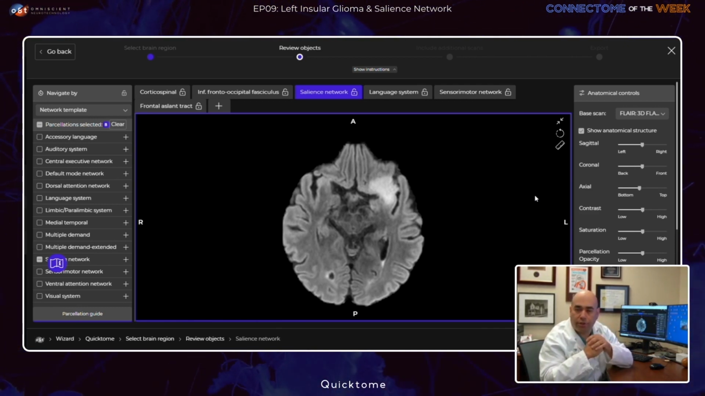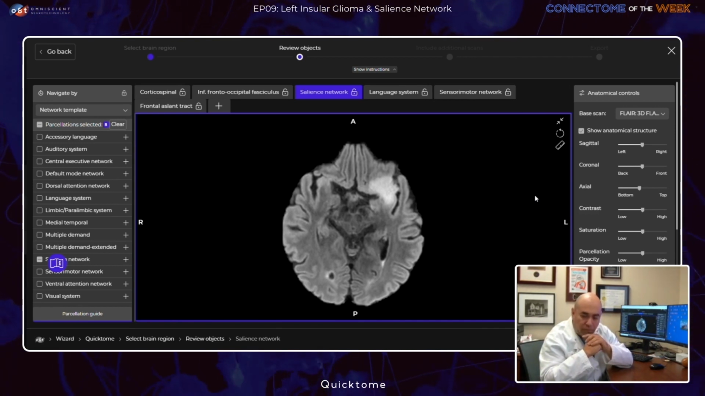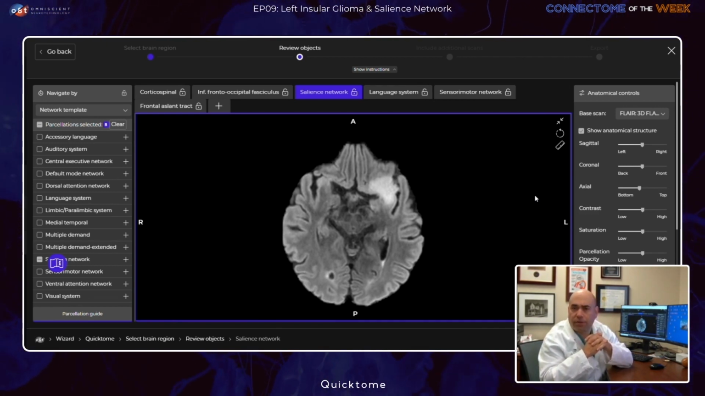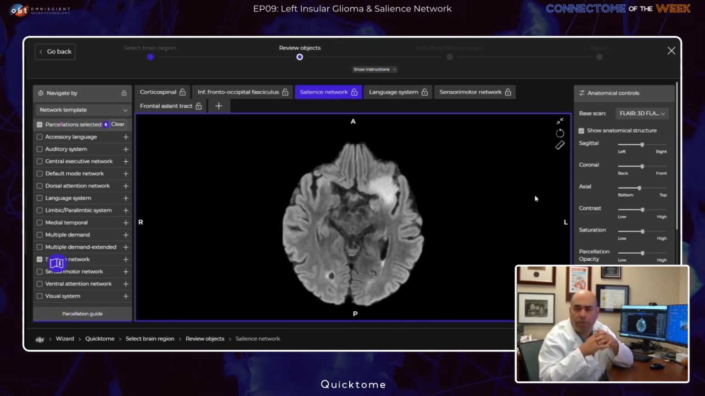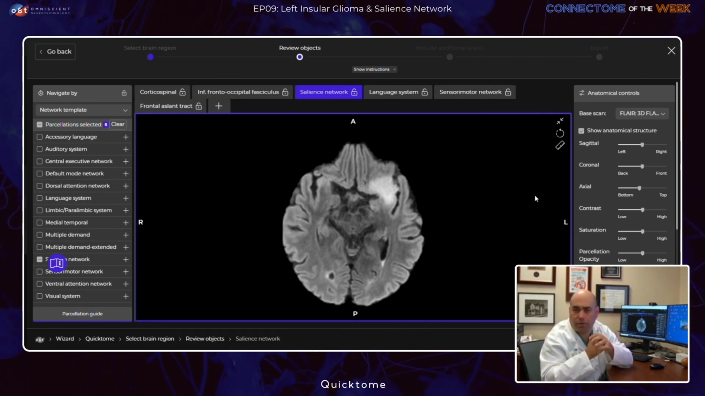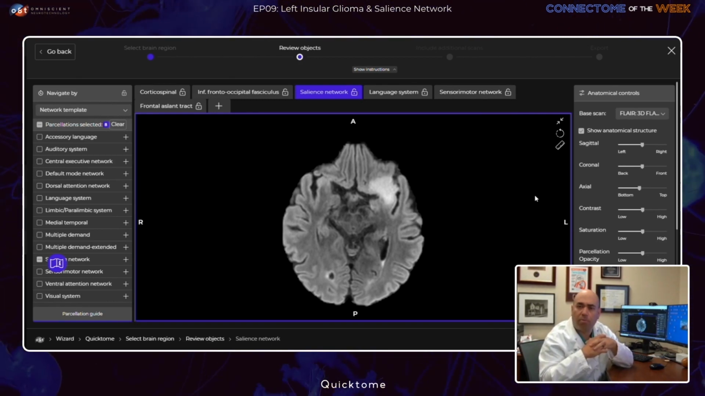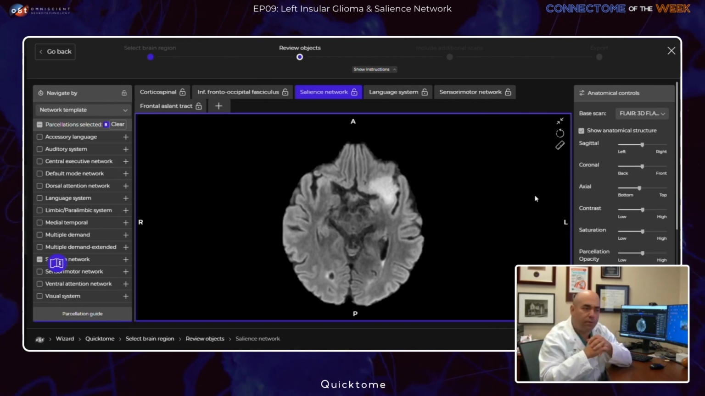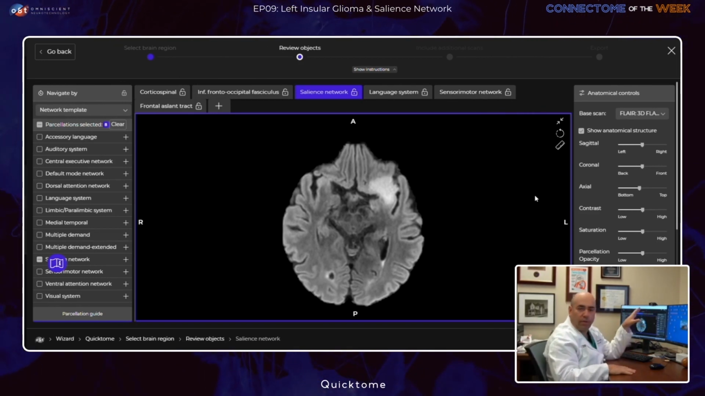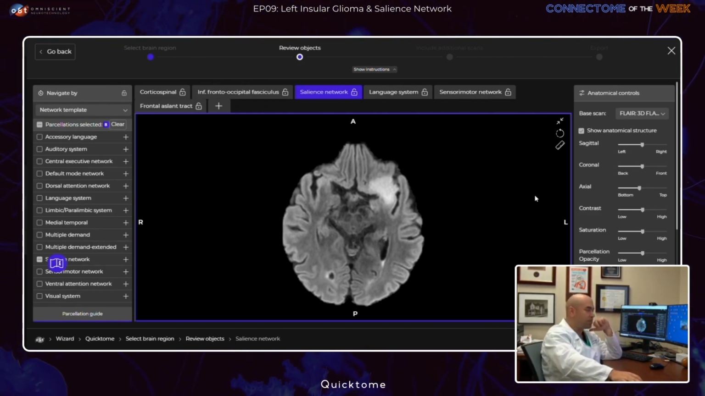Beyond those traditional networks, I think our understanding of the insula is somewhat limited, and really only a handful of neurosurgeons doing a lot of insular glioma work routinely could probably get into the nitty-gritty of some of those more complicated networks. And that's where I think the Quicktome really helps to level the field, so to speak.